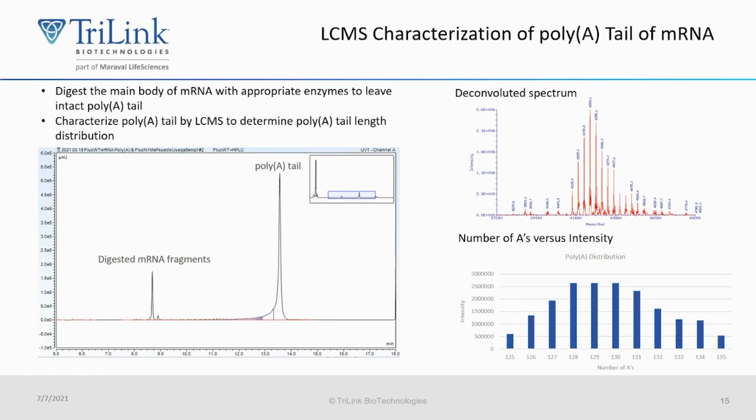LCMS characterization of poly-A tail length. In order to assess the poly-A tail length, we have developed another LCMS method. First, we digest the messenger RNA product, leaving the poly-A tail intact. Then we run an LCMS. As you can see here, we take the deconvoluted spectrum and relate that to the intensity to determine the poly-A distribution.